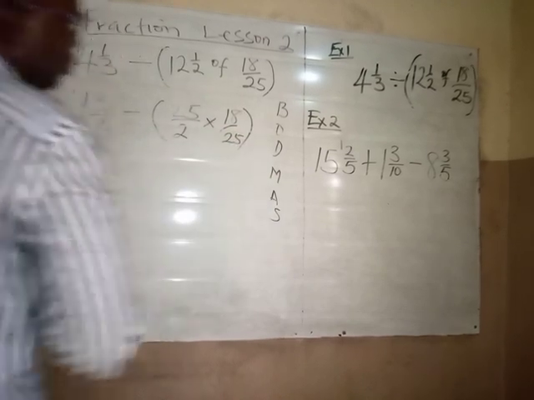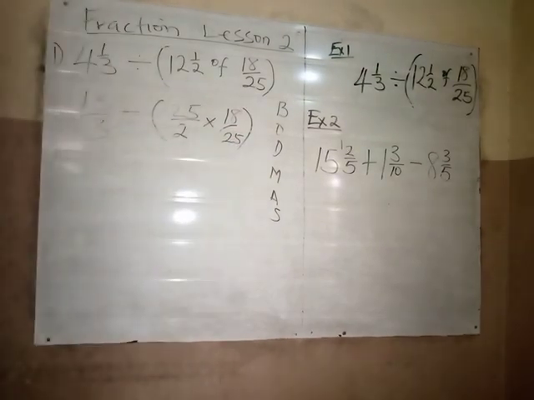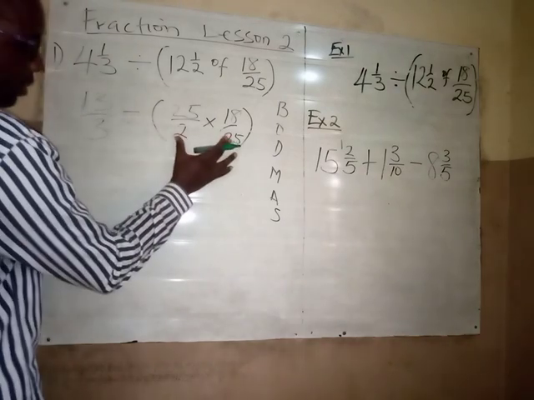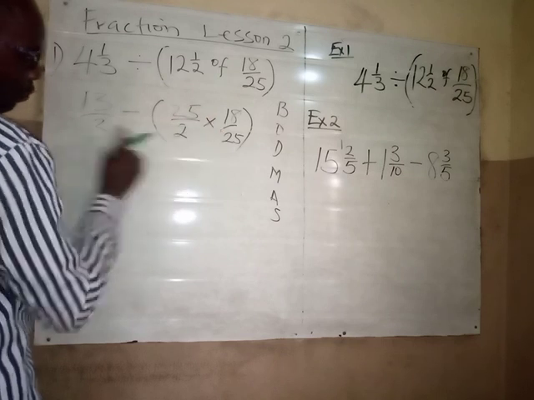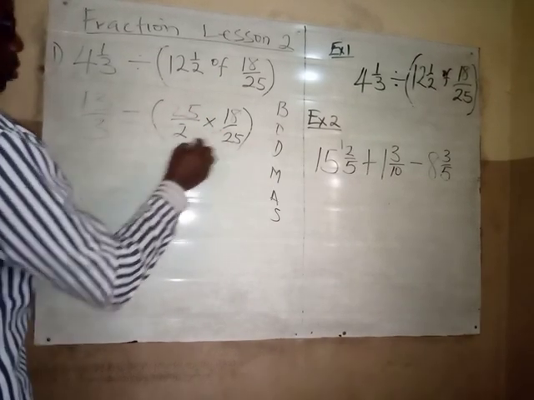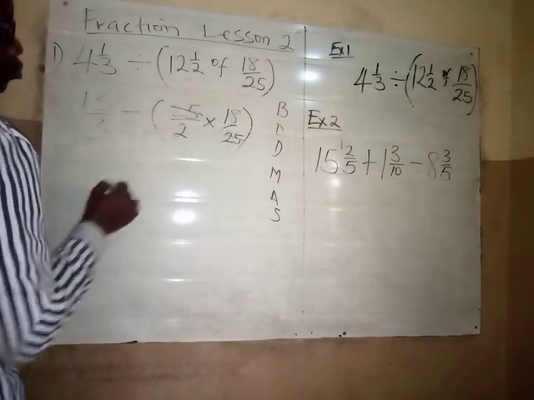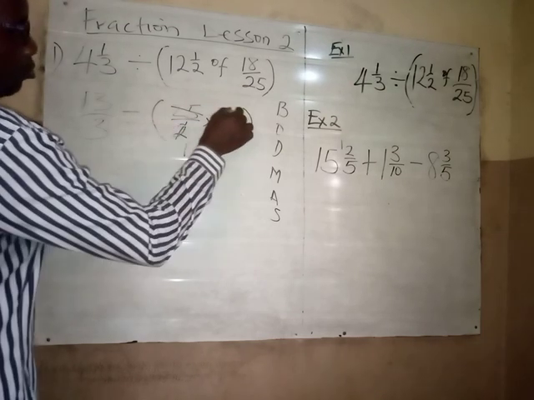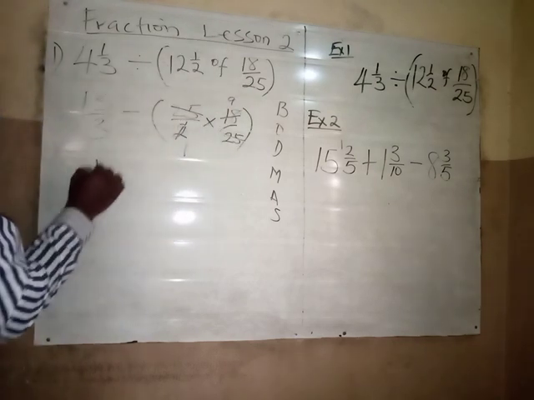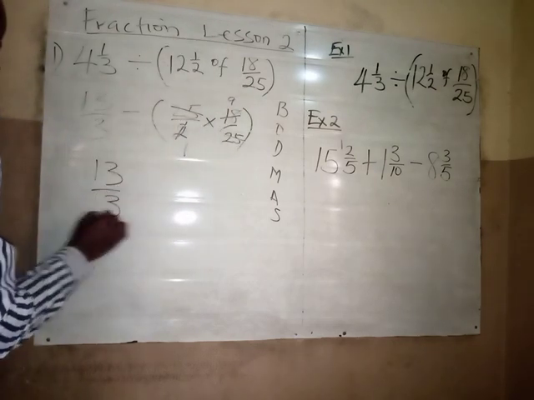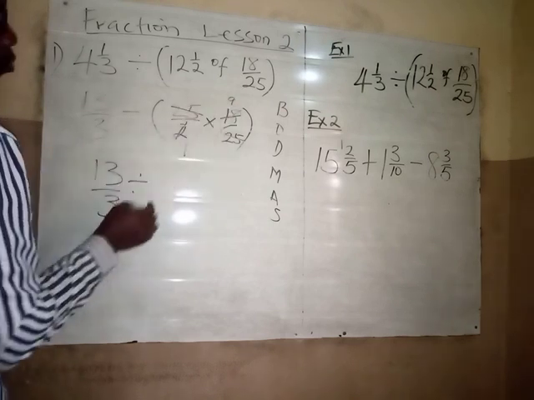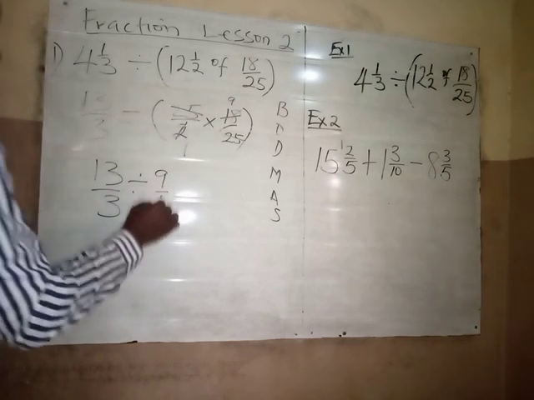So we discover that we can actually cancel out whatever is here. We can treat the of, because this is of. We can treat opening the bracket by cancelling. So 25 by 25, it goes 1; 2 divides itself 1; 2 divides 18 to give me 9. So what we now have is 13 over 3 divided by 9 over 1.